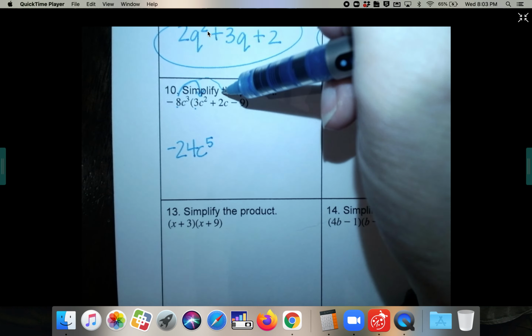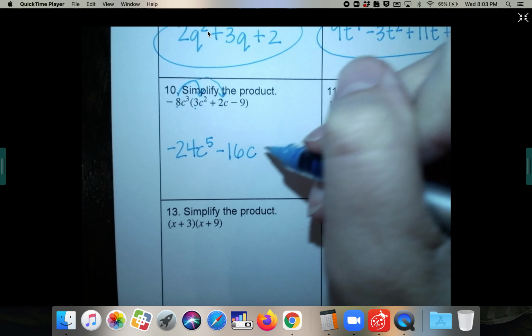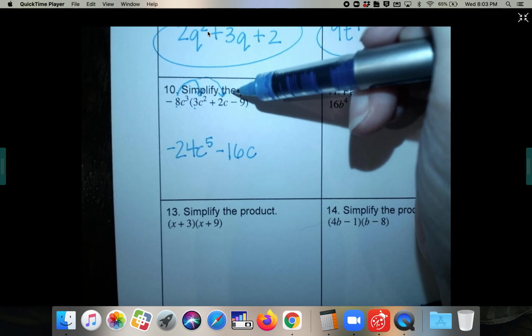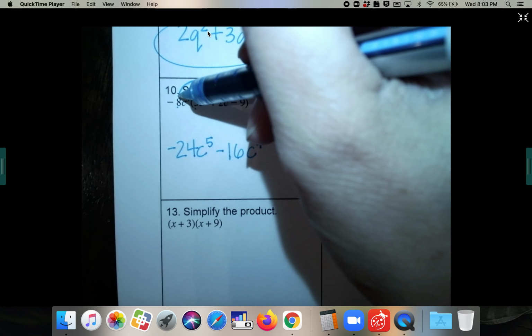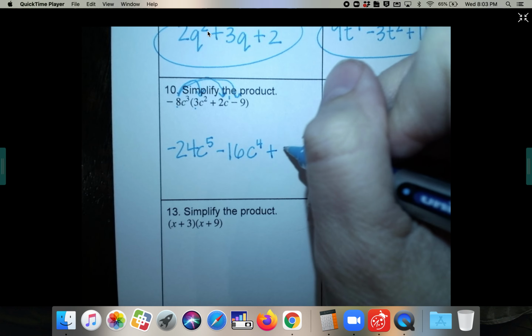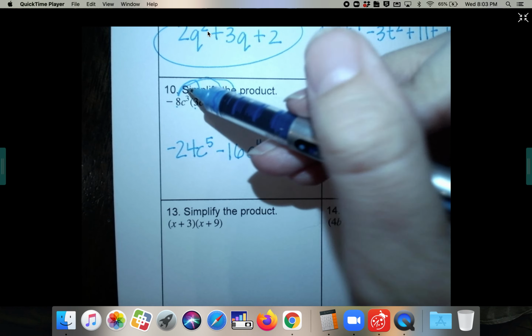Okay, so the numbers get multiplied. So negative 8 times 2 is negative 16. And then the variables, the exponents get added. So 3 plus, there's a 1 there. So that'd be 4. Numbers get multiplied. Negative 8 times negative 9 is positive 72, I think. And there's no variable. So the c to the 3rd comes with it.